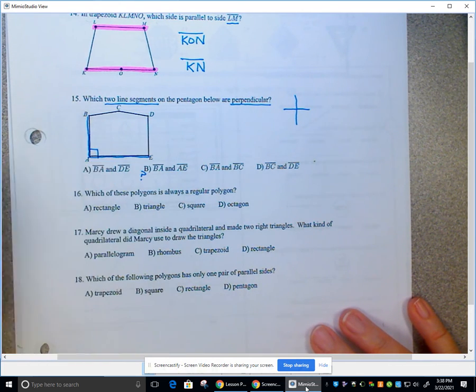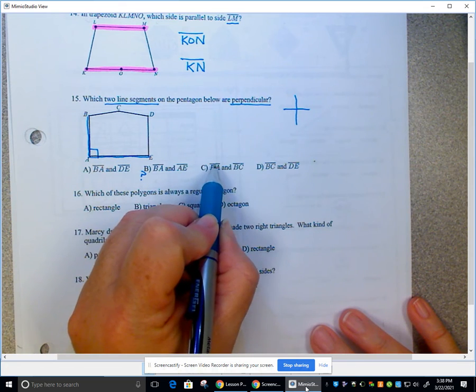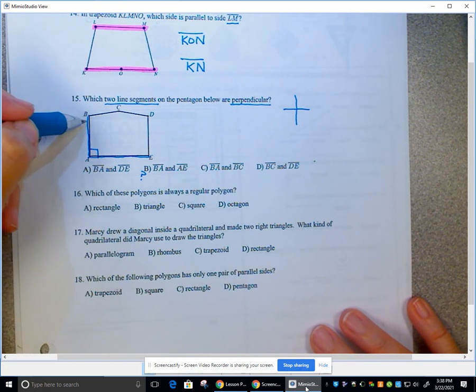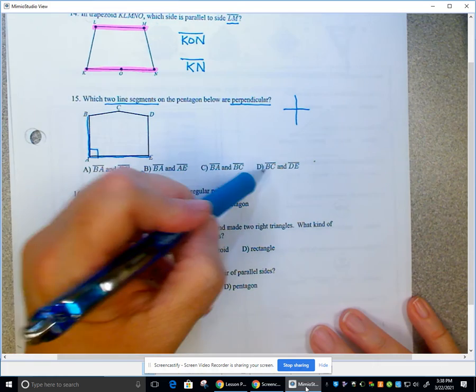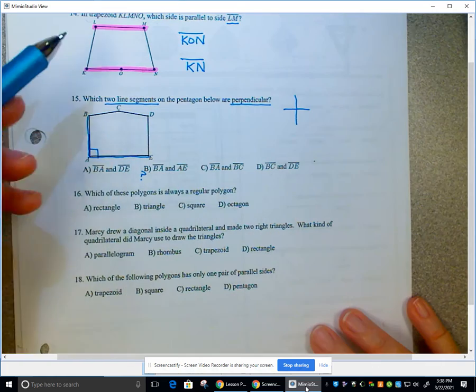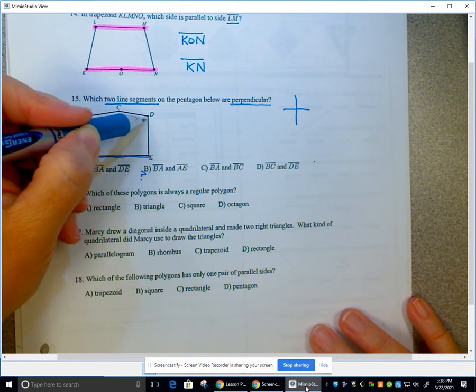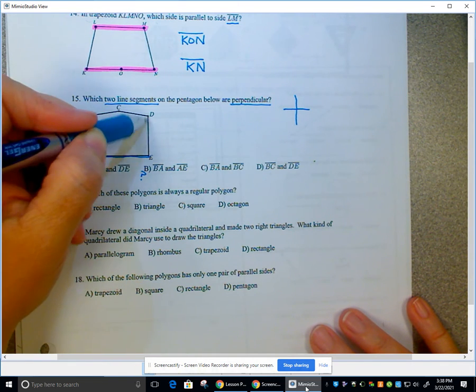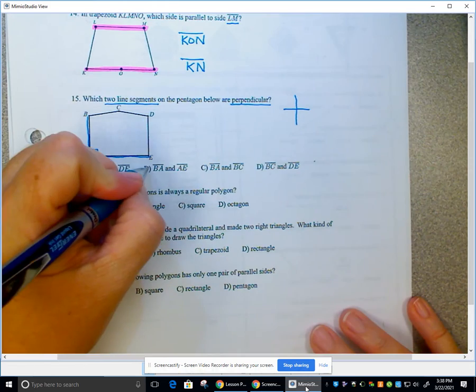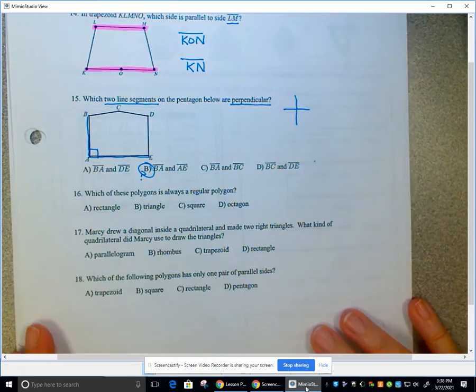Look at C. Line BA, line BC. There's BA, there's BC. They form an angle, don't they? And it's not a right angle. That'd be more of obtuse. And then line BC and line DE. Line BC and there's line DE. They don't even touch. They're not even parallel either. So my answer would be B.